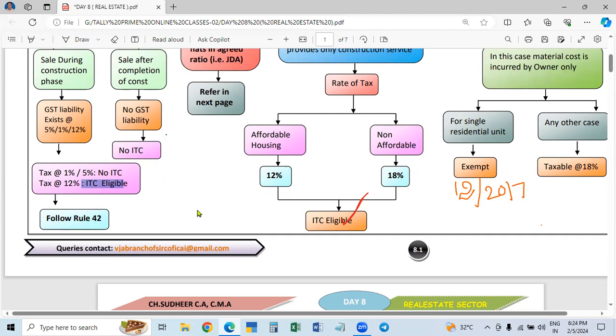Relating to the commercial house. For the residential house, there is no ITC. But for the commercial house, how much are you spending for that? We don't know. It cannot be divided. So how much do you have to claim for the commercial building here?